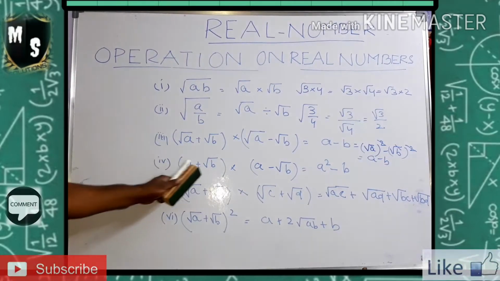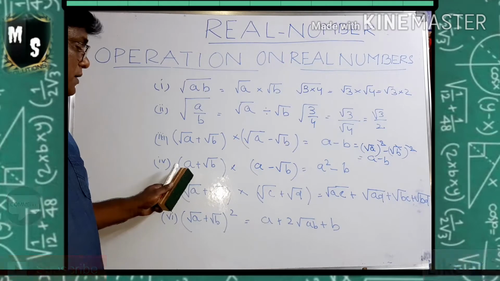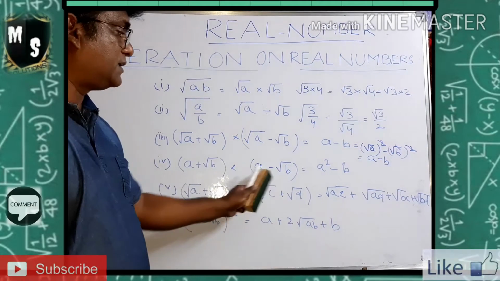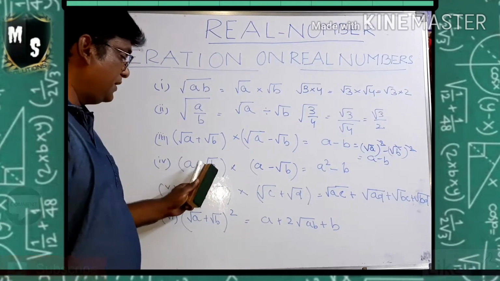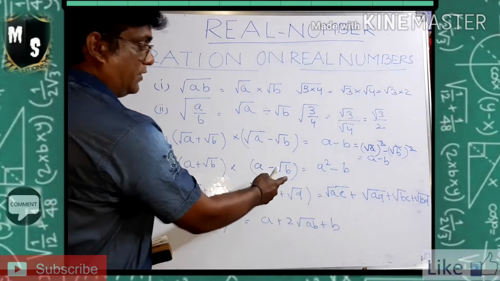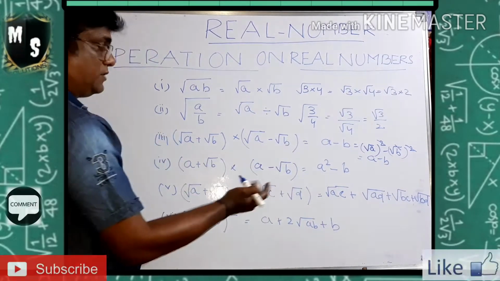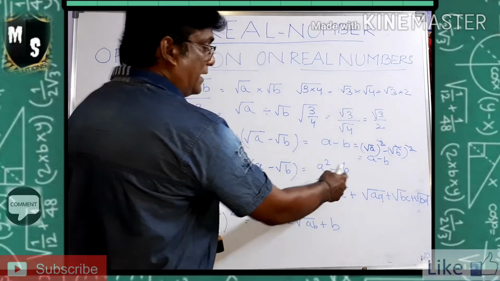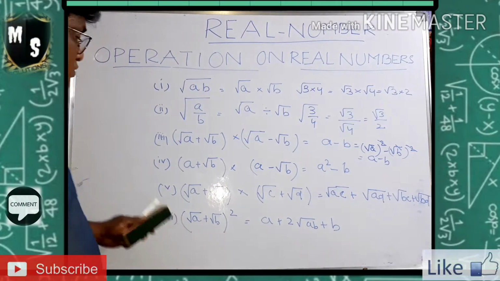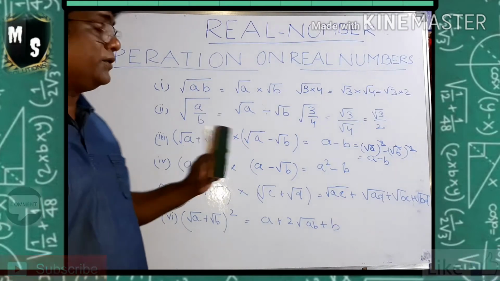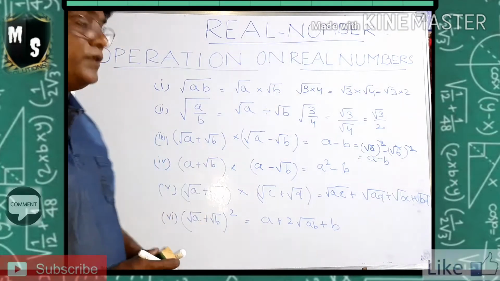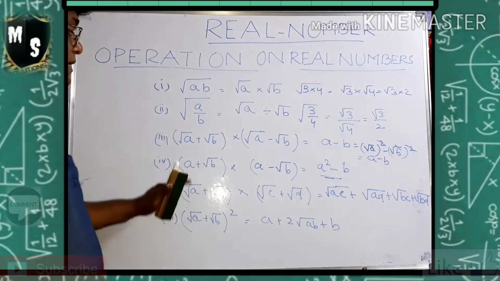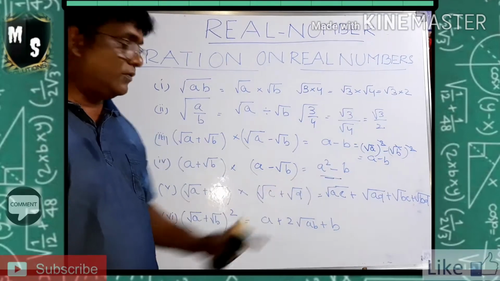Now you see another similar formula. One is a whole number, another is an irrational number. Both are added and subtracted. Then the formula is a plus b into a minus b, the same, a square minus b square. A square, and the square of root b is b. So a square minus b. Understood? So in this format, if your questions come, we can directly apply the formulas. Instead of calculating, we can directly apply the formulas and solve it.